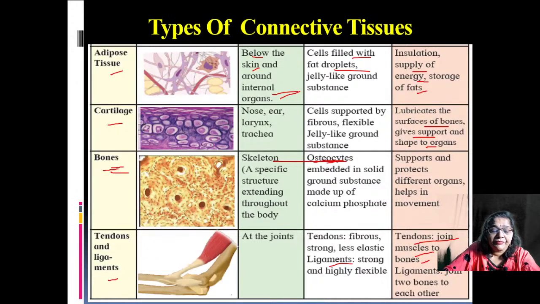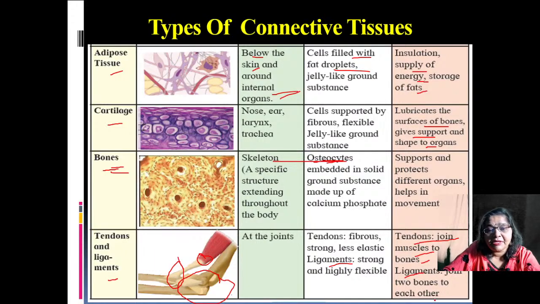So you can see the muscles being joined here. Can you see in the diagram? The muscles that are joined at the bones, there the tendons are present, which help in joining the muscles to the bones. Whereas the ligaments, now where are these ligaments found? They are found at the joints of the different bones here. Can you see the joints of the bones? There the ligaments are found. These ligaments join two bones to each other.